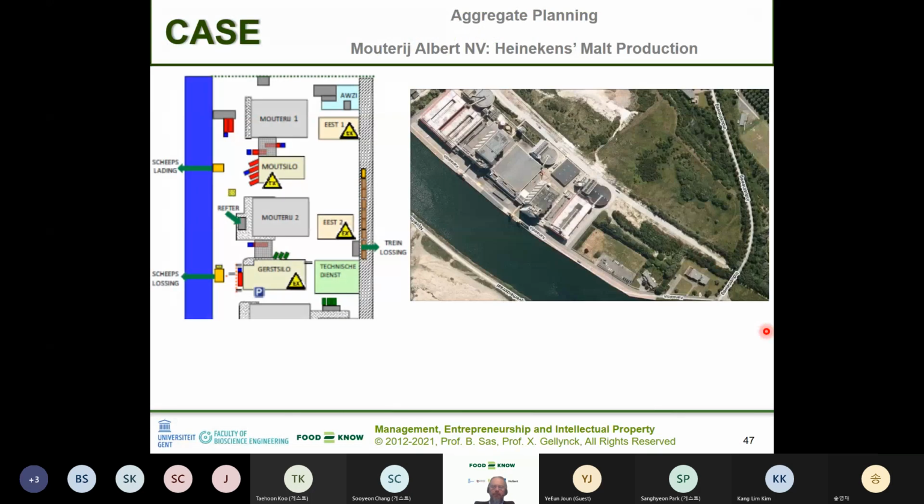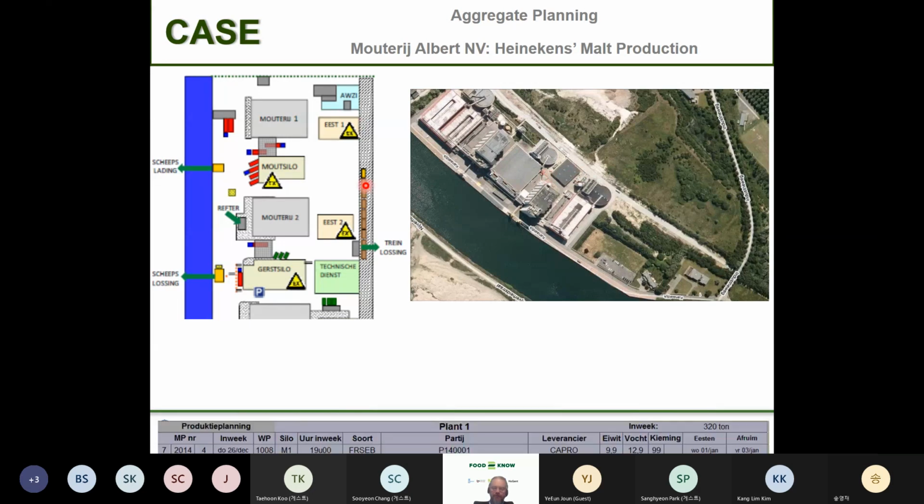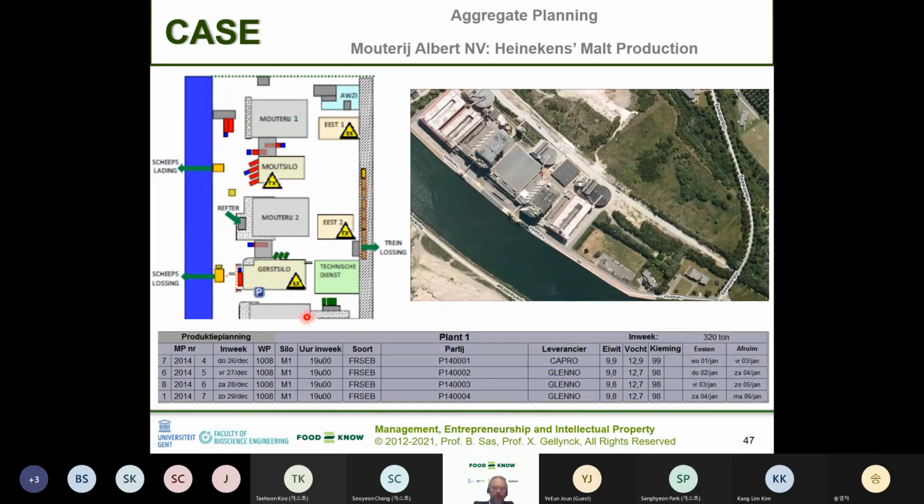This is the malting, Heineken's malting operation between Ghent and Brussels. You have different lines, and you see here, for instance, the aggregate planning for the different lines of which type of product needs to be produced by when.